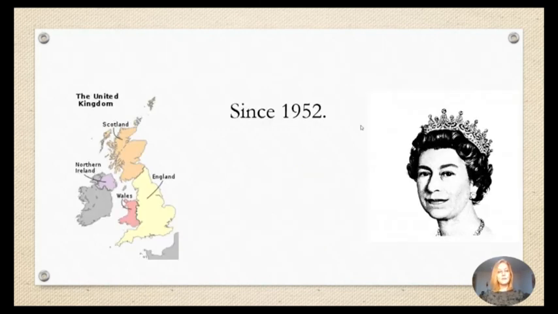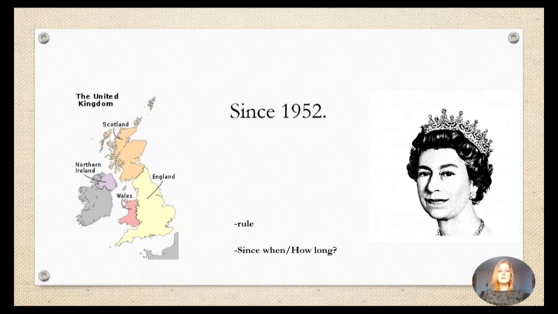And the last one, you have the map of the United Kingdom, you have the Queen, Elizabeth II, and you have since 1952. That's our answer. So what has Elizabeth II been doing since 1952? The verb is rule. Yes, she rules. She has been ruling. Okay? And the question word, the answer is since 1952.